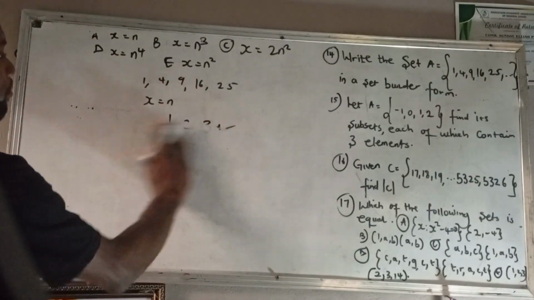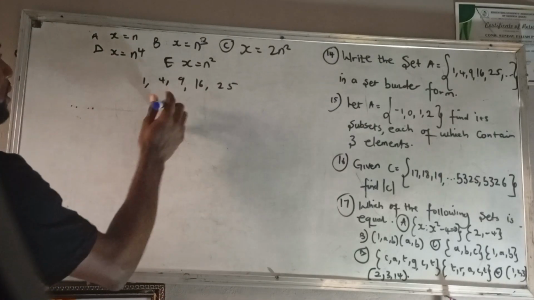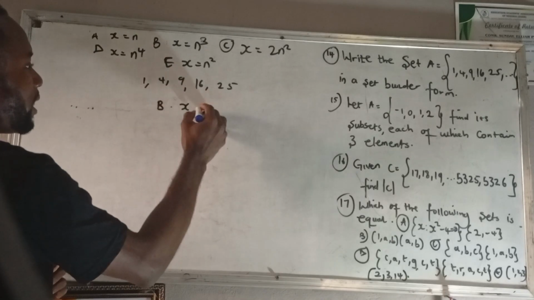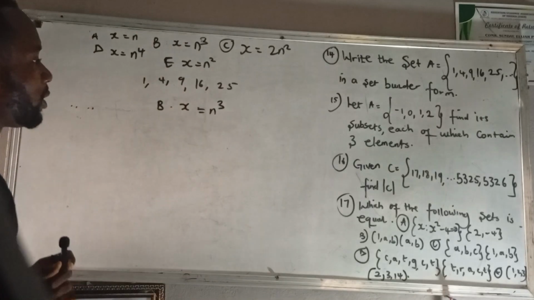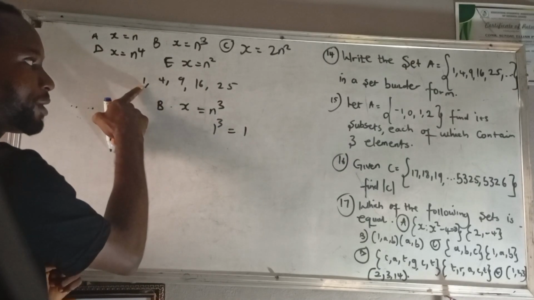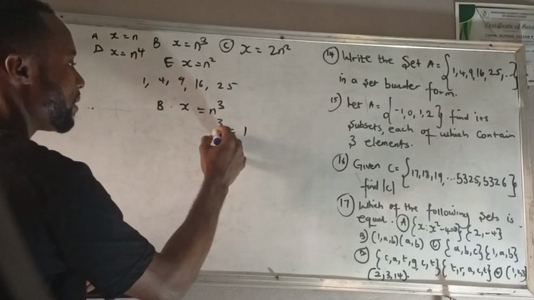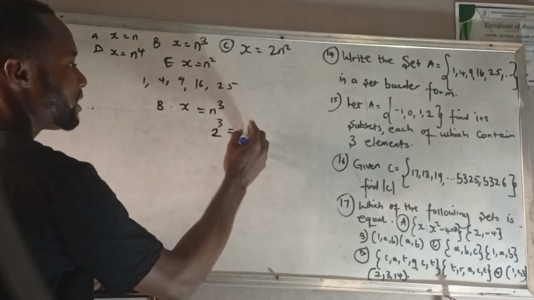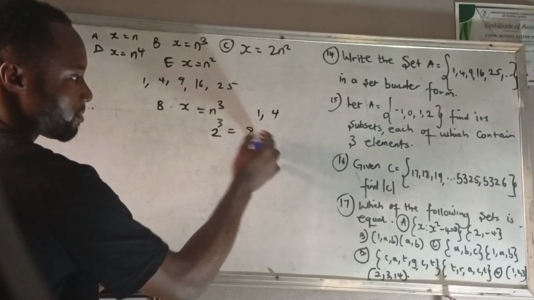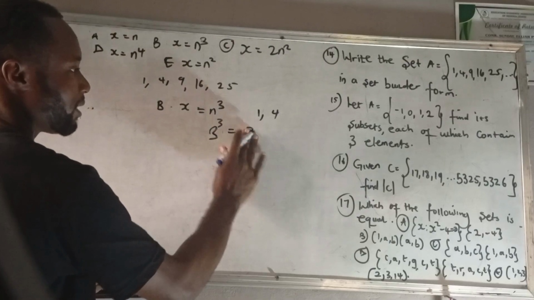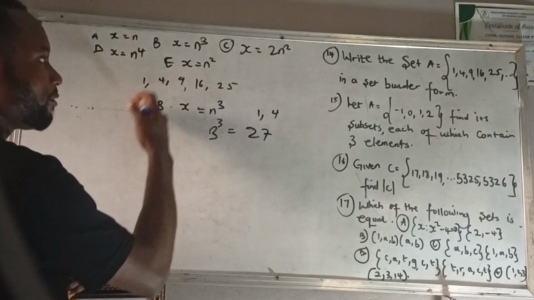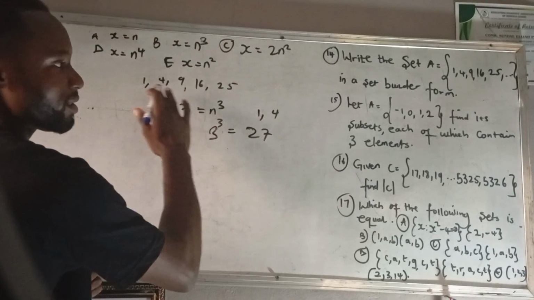So we move to B, which is x equals n cubed. When I put in 1 raised to power 3, I have 1. I put in my 2, 2 raised to power 3 is 8. Remember that the next number should be 4, not 8. 3 raised to power 3 is 27. So it does not match 1, 4, 9. We are looking for something that will match all the elements of the given set.